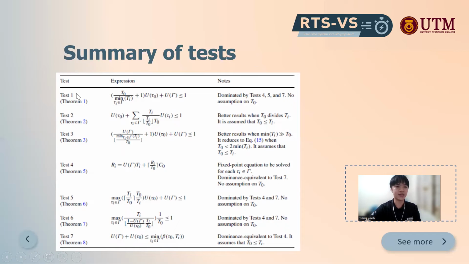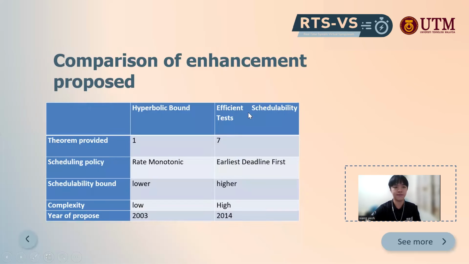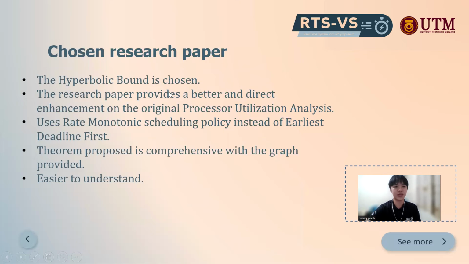As we can see, there are 7 tests here, and each of them has its own expression. The system has to fulfill these expressions in turn to be proved schedulable. The hyperbolic bound is chosen because the research paper provides a better and direct enhancement on the original processor utilization analysis, and it uses the rate monotonic scheduling policy instead of earliest deadline first. The theorem proposed is comprehensive and also easier to understand.